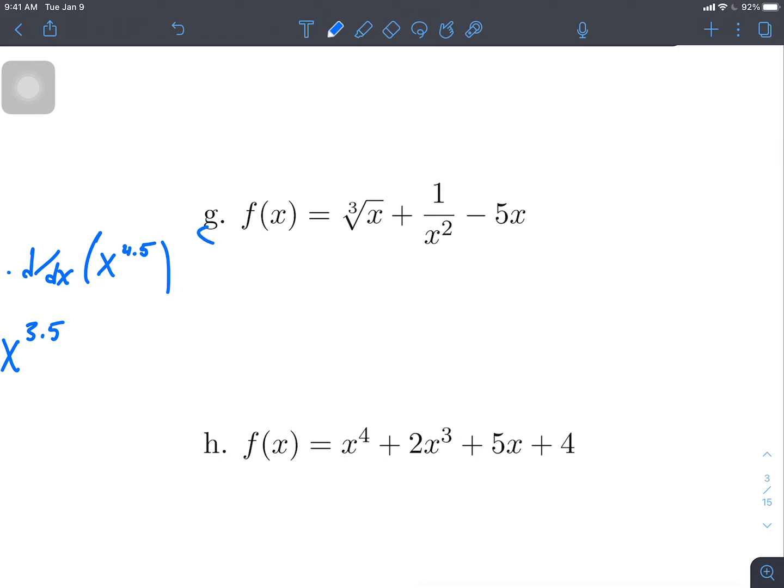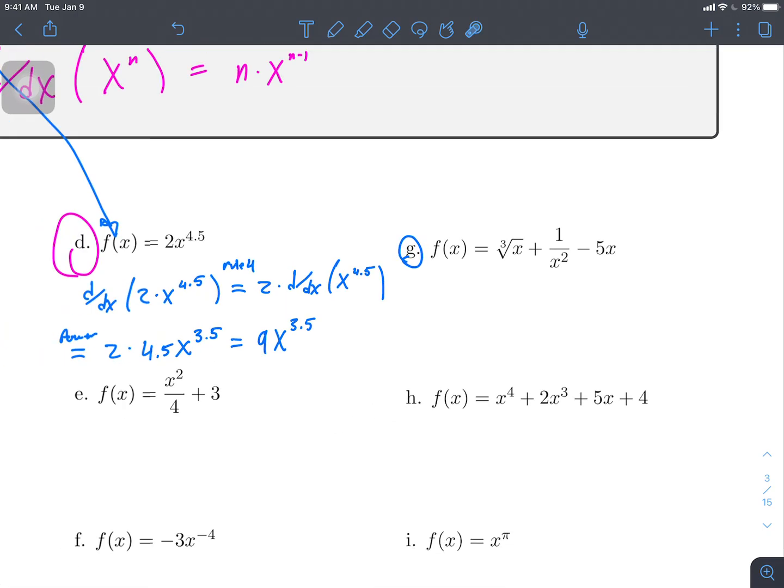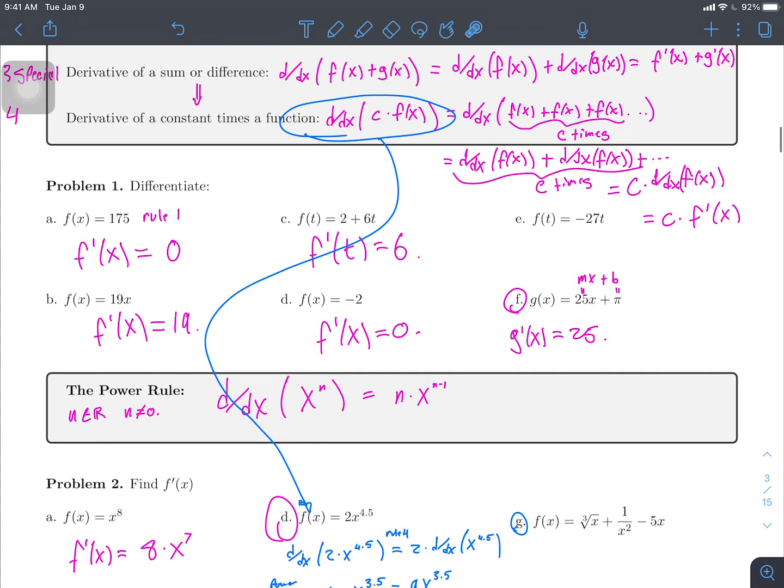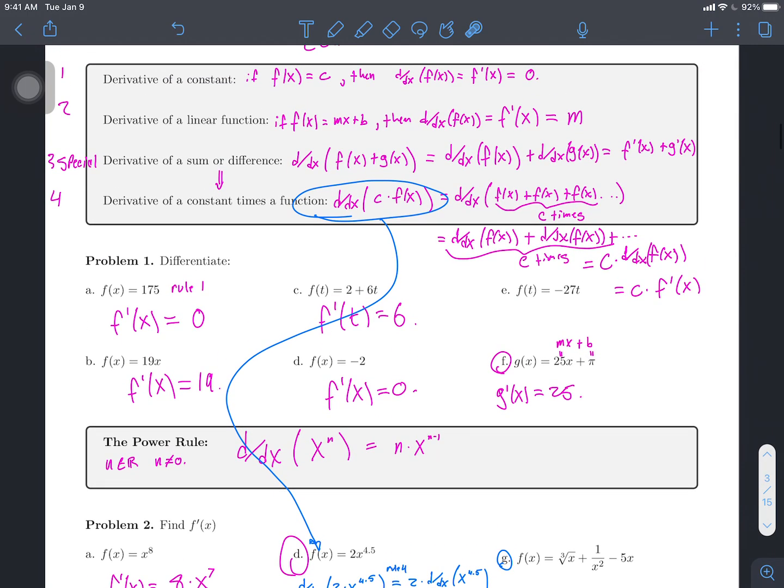All right, let's do G. Which rules am I going to need to use to do G? I'm going to definitely need the power rule, right? Because I got cube root of x and I got x to the minus 2. What other rules should I use?